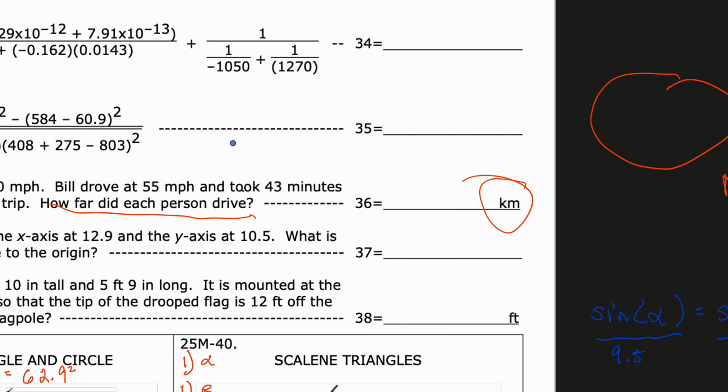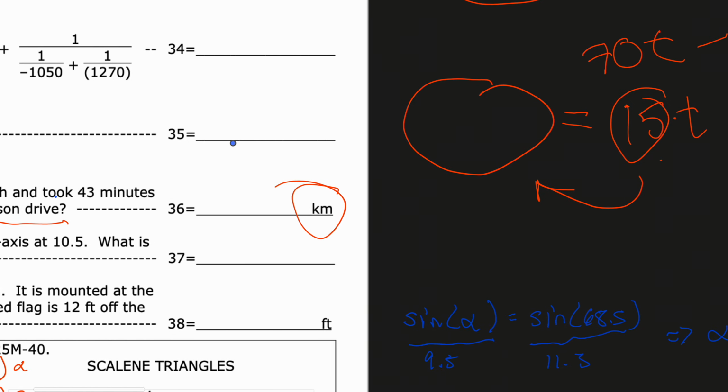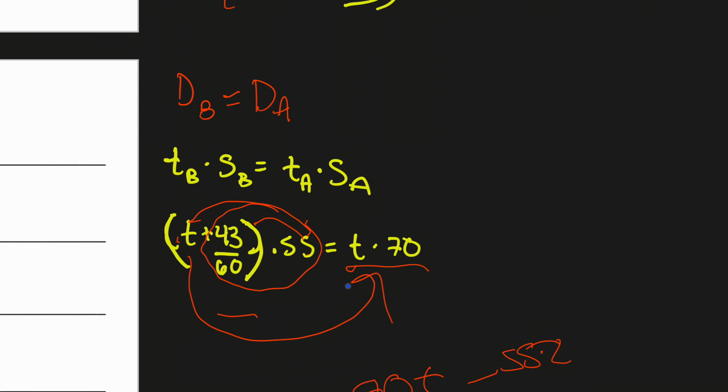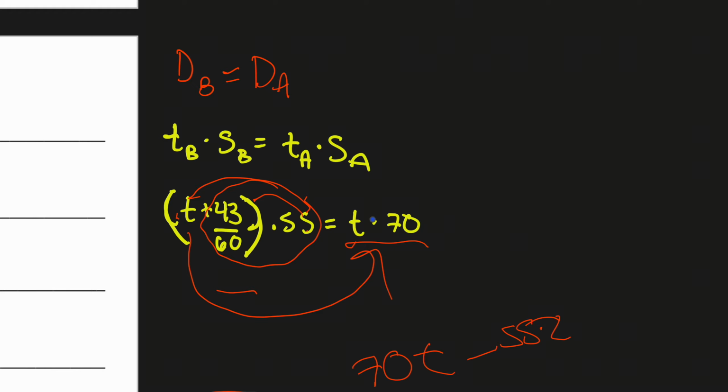So the time that Bill spends moving times the speed is going to equal the time Alex spends times their speed. Sorry, I forgot his name for a moment. Alex's speed is 70 times his time t. Bill's speed is 55, and his time is whatever time Alex spent, t, plus an extra 43 minutes.